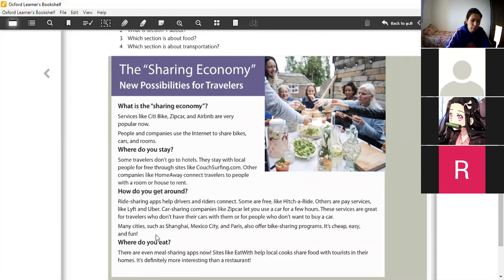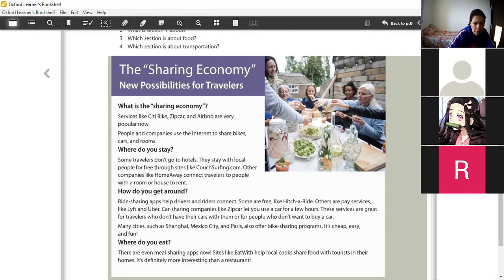Many cities such as Shanghai, Mexico City, and Paris also offer bike sharing programs. It's cheap, easy, and fun. Ok, Rafael. Where do you eat? There are even meal sharing apps now. And sites like Eat With help local cooks share food with tourists in their homes. It's definitely more interesting than a restaurant.